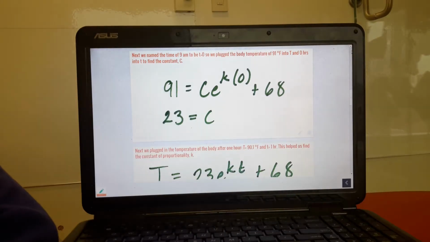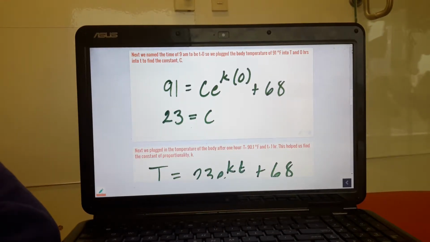Next we named the time of 9 a.m. to be t equals 0, so we plugged in the body temperature of 91 degrees Fahrenheit into the capital T, and 0 hours into lowercase t to find the constant C, which ended up being 23.